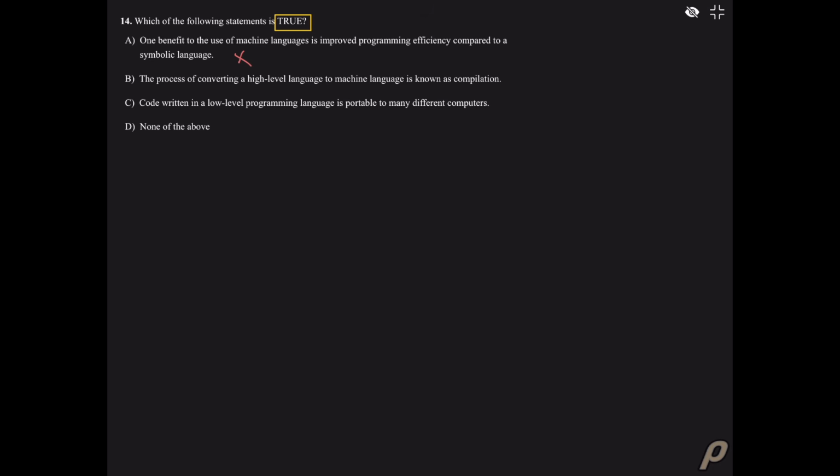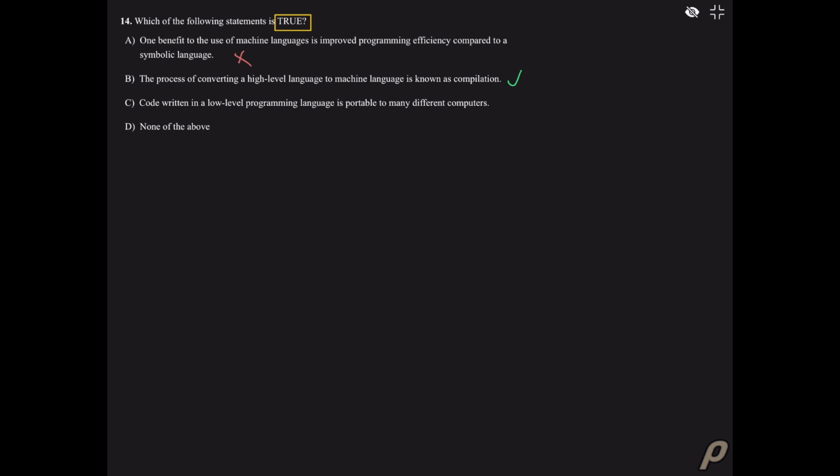The process of converting a high-level language to a machine language is known as compilation. And so this is indeed true, actually. This is true, as when you run, say on Guru, when you run GCC, this C code, just like I was kind of talking about in answer A there, is being compiled into low-level assembly, and this is known as compilation, as the question mentions.